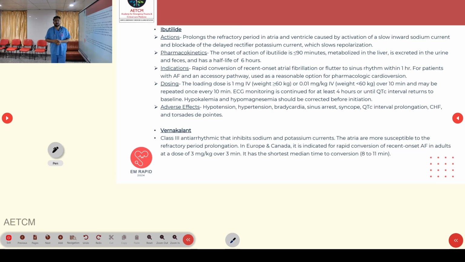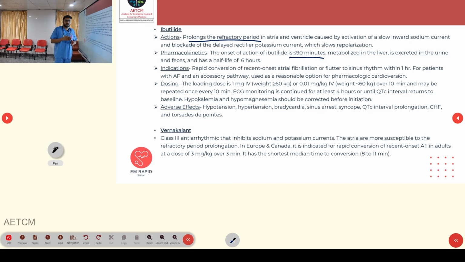And coming to ibutilide, it mainly prolongs the refractory period. It has similar action in atria and ventricle, caused by the activation of the slow inward sodium current, which is also part of its mechanism of action, and it blocks the potassium current, which slows the repolarization. Its onset of action is less than or equal to 90 minutes. It's metabolized in the liver and excreted in urine and feces.